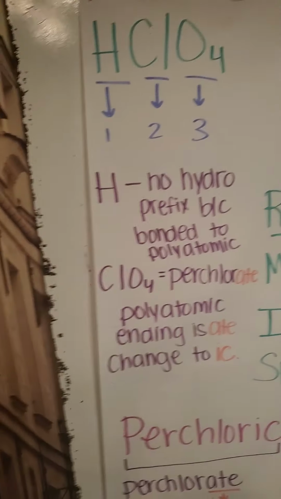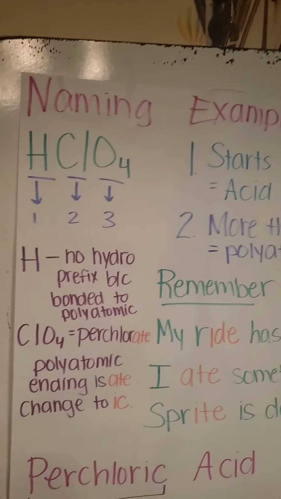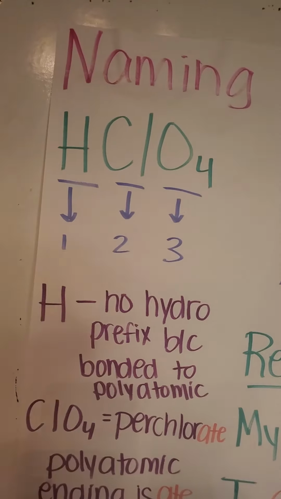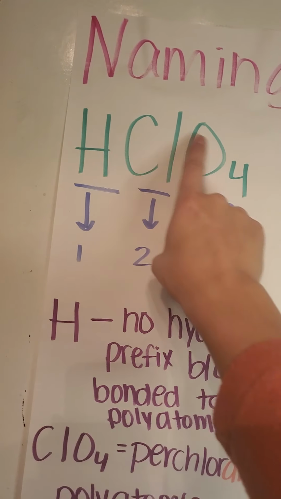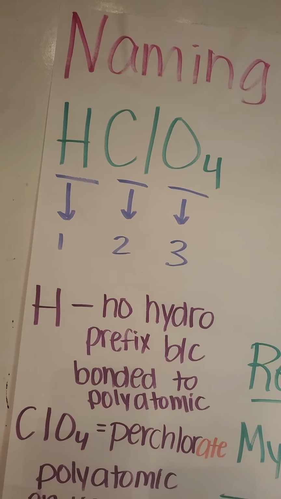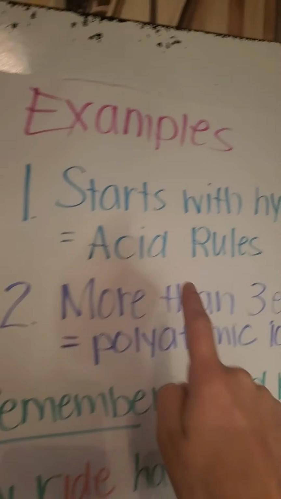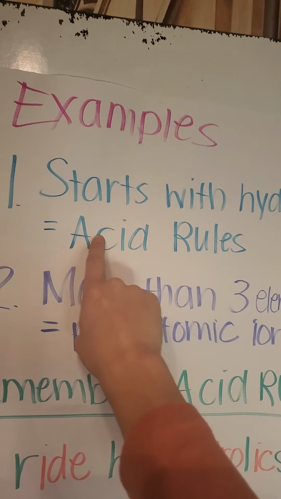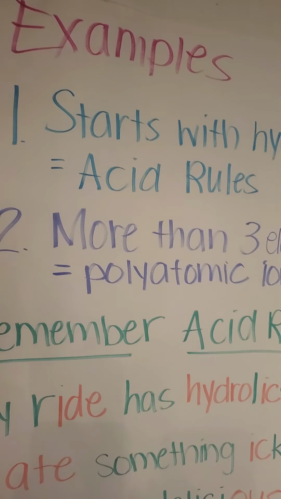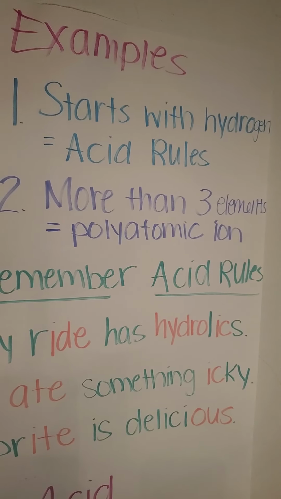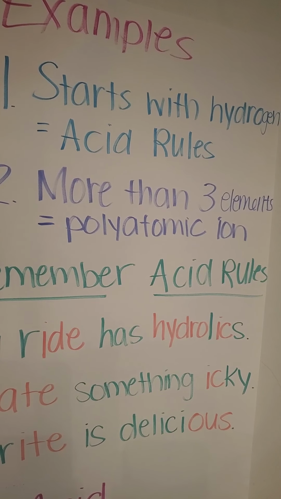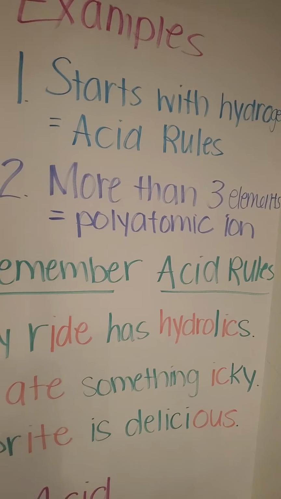Lastly, sorry guys, the board's falling over there. We're gonna do an acid. Okay, so this one's a little tricky because if you notice, 1, 2, 3 capital letters. Plus, we know we have a hydrogen in the front, so we are following acid rules. Okay. Question number 2 still applies. Are there more than 3 elements? The answer is yes. So there's a polyatomic ion in there.